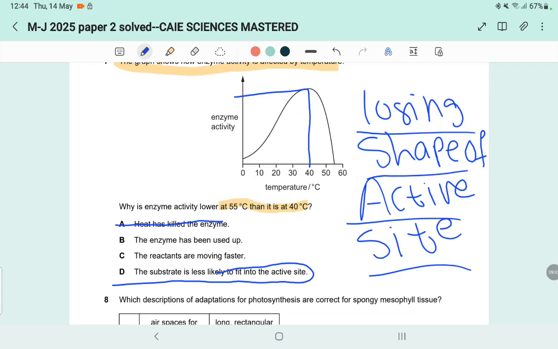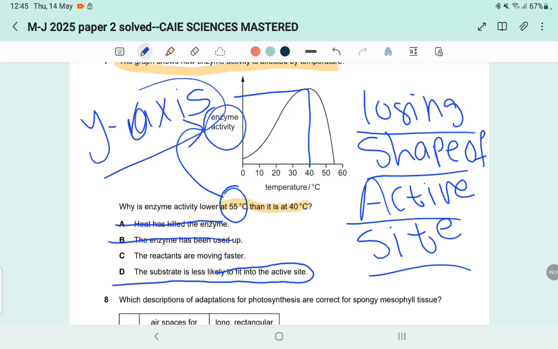The enzyme has been used up. Well, if we return to the definition of an enzyme, it does not get used up and it does not change. It's a catalyst at the end of the day, so the concentration does not change. So B is already wrong. Reactants are moving faster. Of course, the reactants will not move faster at 55 degrees Celsius, and we are comparing it to enzyme activity on the y-axis. The y-axis, the dependent variable that we are measuring, is measuring what? It's measuring enzyme activity. So we cannot say that the reactants are moving faster. The most applicable option to such a question is letter D. So basically here the answer will be D.